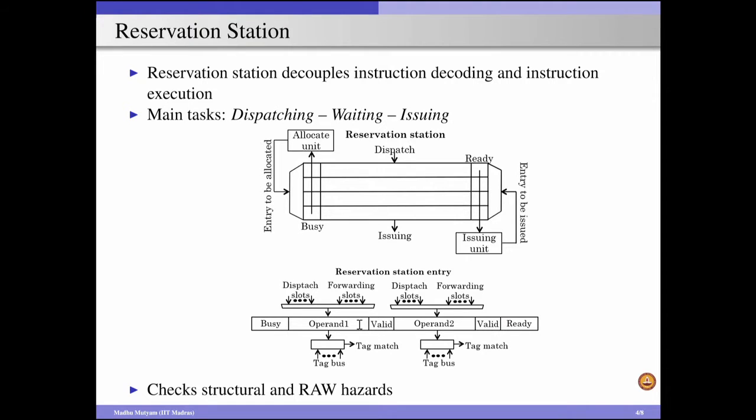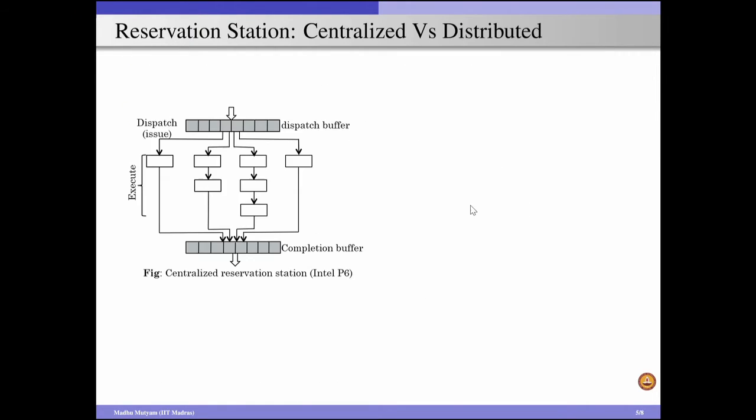And similarly, if the operands are not available, even though the functional unit is available, we are not going to issue this instruction to the functional unit. That indicates that this reservation station is taking care of the proper data flow, or otherwise, this reservation station is taking care of the read after write hazards. So the reservation station can be implemented in a centralized way or a distributed way.